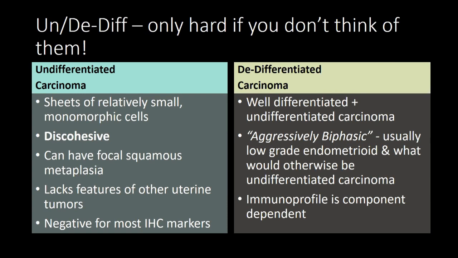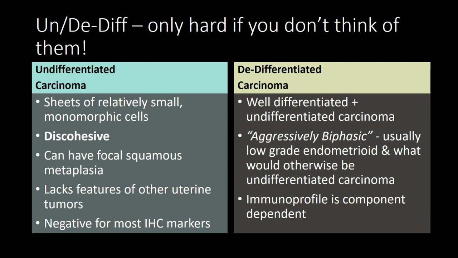Now, general features of them, undifferentiated carcinoma, that's going to be really the big one that's going to have the biggest differential diagnosis. That's going to be relatively small monomorphic cells. The best feature is going to be that they're discohesive, but then again, that's also a tricky feature because it should make you think of many other tumors like metastatic melanoma and other tumors that can metastasize to the endometrium. Serous carcinoma can be discohesive. That's why it spreads all over the place just from little sticks in the fallopian tube, right?